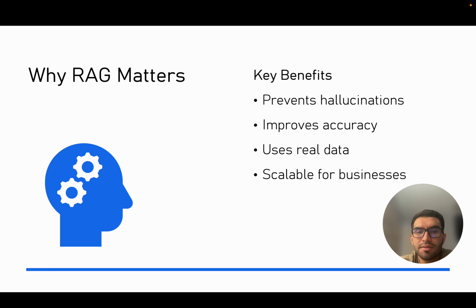Why RAG matters? This approach provides several key advantages. So the first one is it prevents hallucinations. It also improves accuracy. It also ensures responses are based on real data. Also, it scales well for business applications. So this is why many modern AI systems are moving toward RAG architectures.